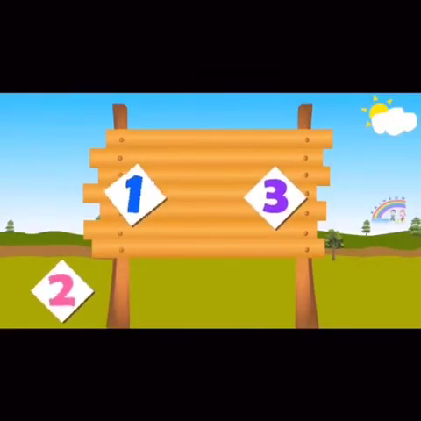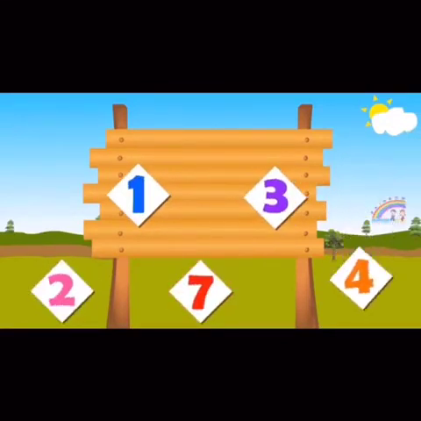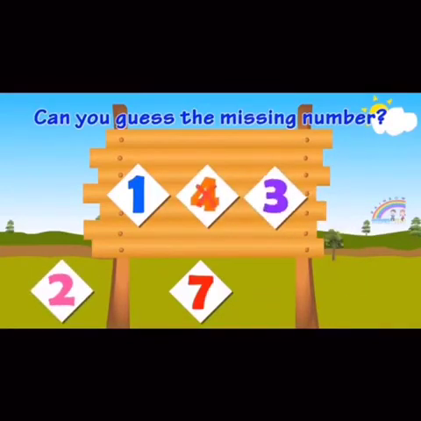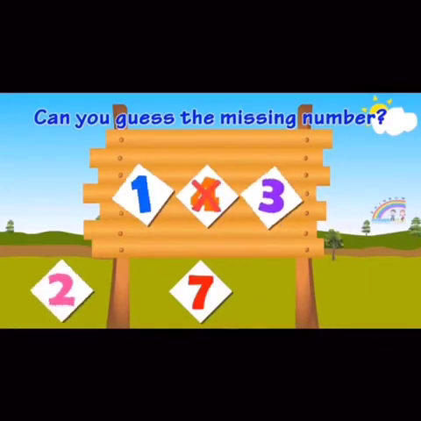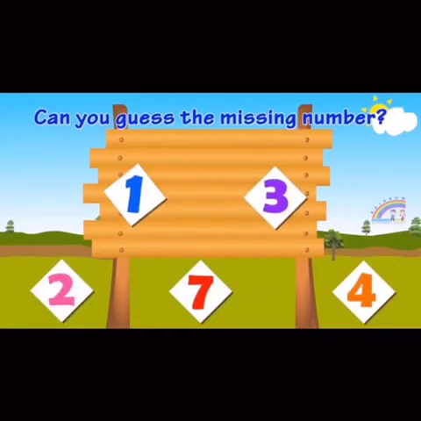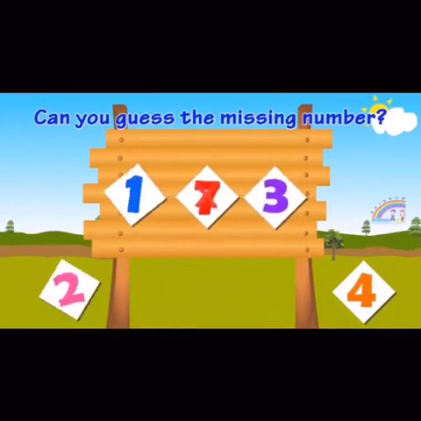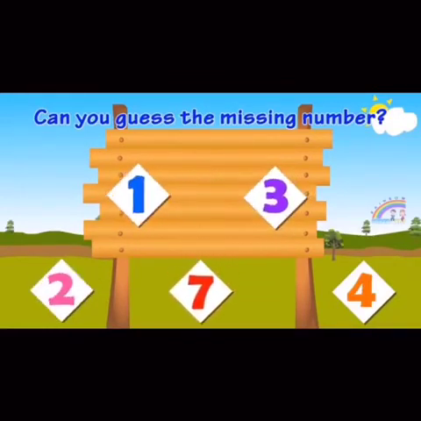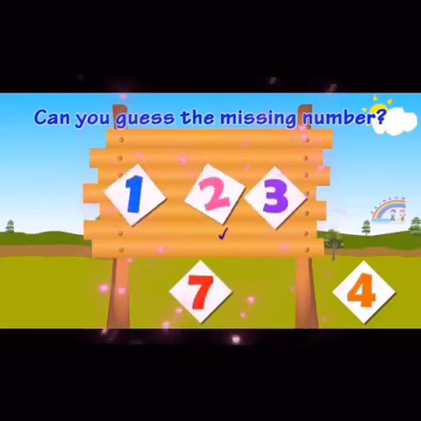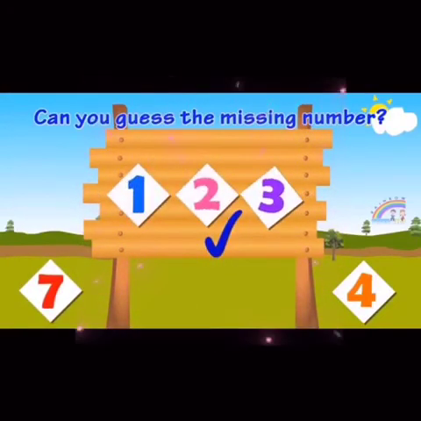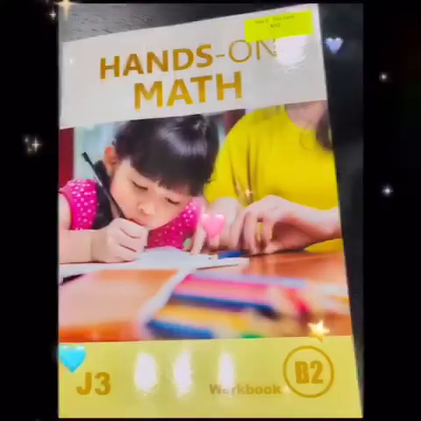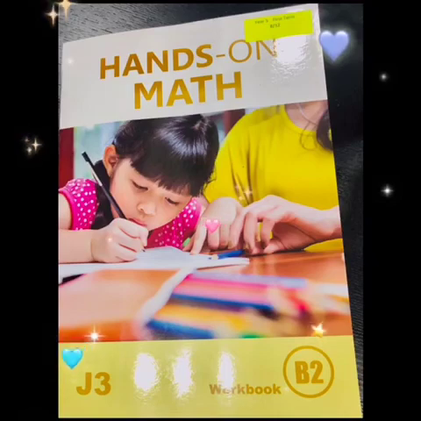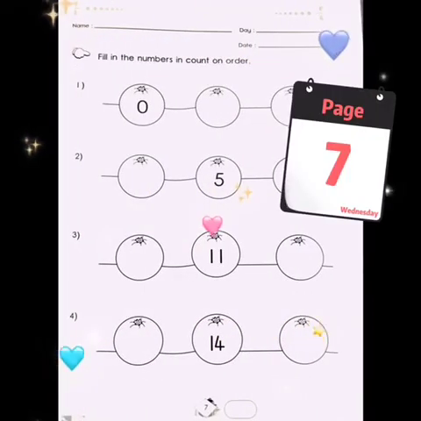What do we have here? Number 1 and number 3. Can you guess the missing number, children? Is it 4? No. What number comes after 1? Is it 7? No, it's wrong. 1. After that, 2 and 3. Very good.